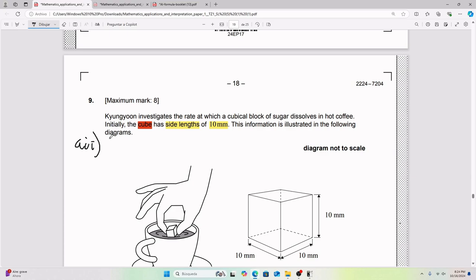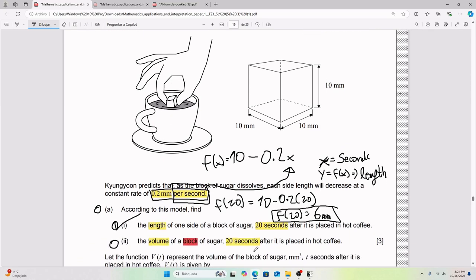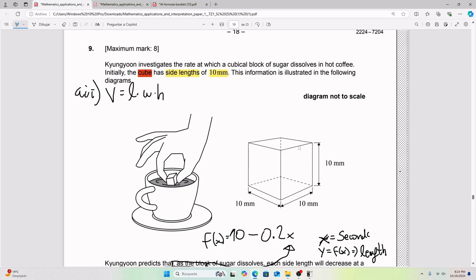So for part A(i), the volume is going to be length times width times height. And we're talking about after 20 seconds. After 20 seconds, the length of one side of a block of sugar ended up being 6 millimeters, right? And so this cube that used to be 10 per side is now a cube that looks something like this.